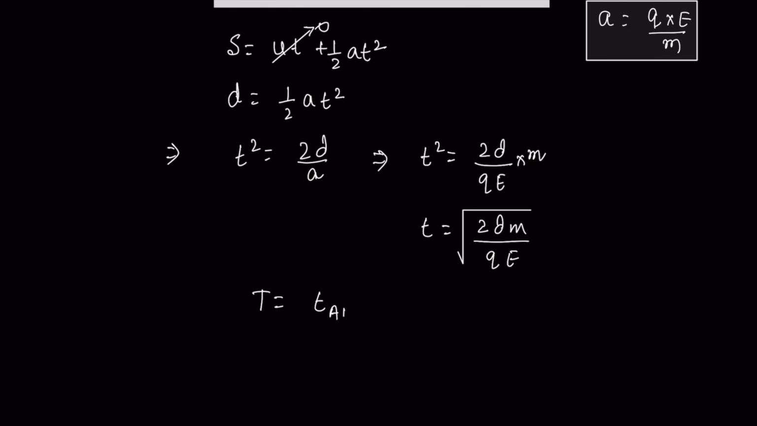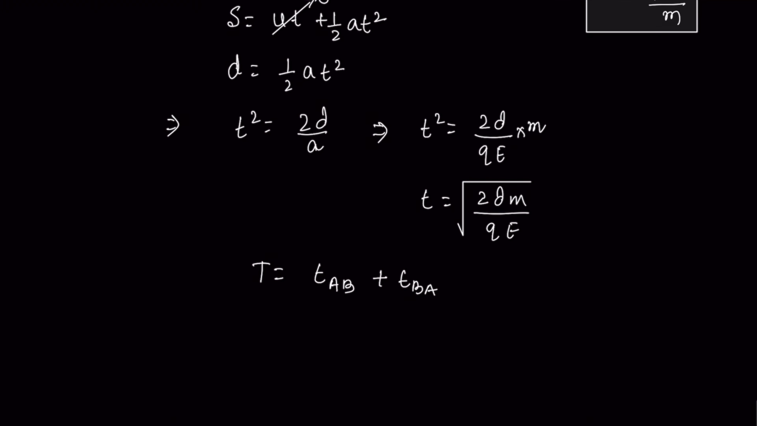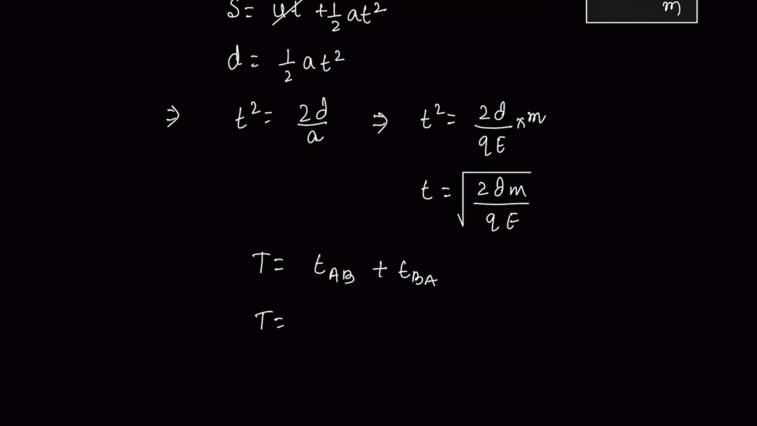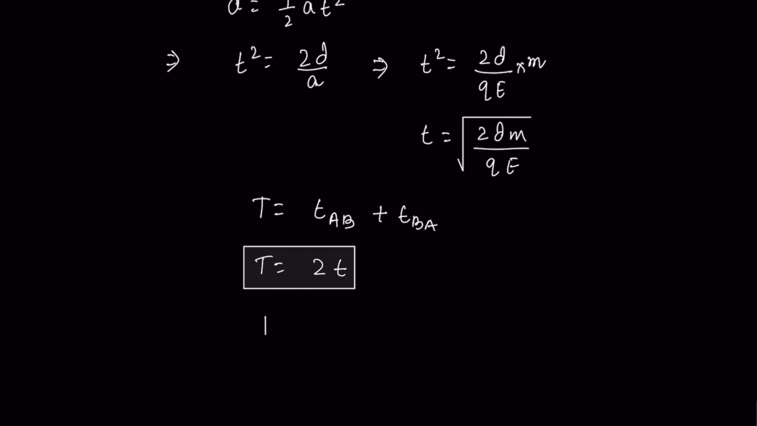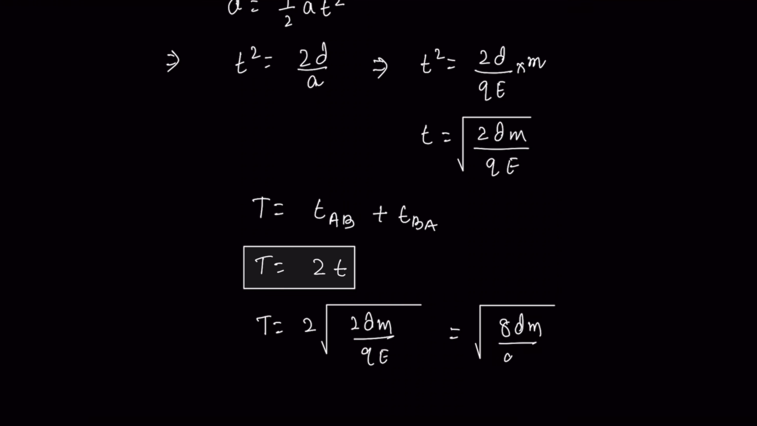Based on that, we can say that the total time, which is the time period, is equal to T_AB plus T_BA. Both are equal, so it is 2 times T. Substituting the value, T is equal to 2 into the square root of 2dm by qE, which is equal to 8dm by qE under the root. So this is the answer to this question.